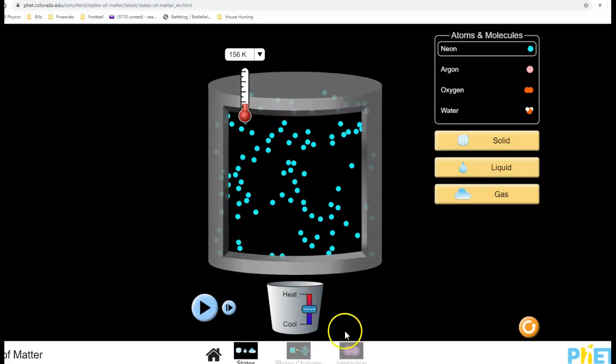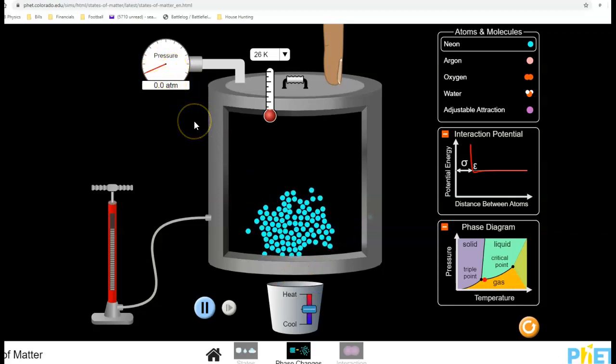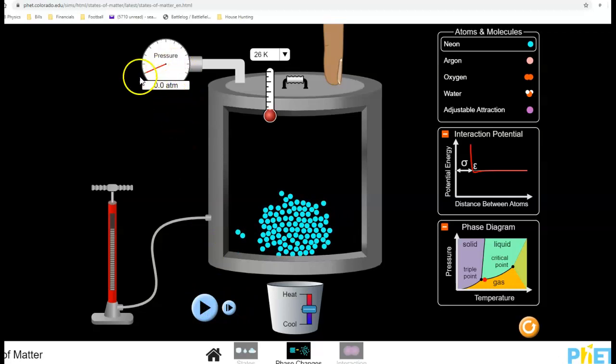So going back to our simulation really quickly, here we have a container with some atoms in it. There's a gauge up here that shows us the pressure. We're going to stick with the neon for now. Now, watch what happens as I heat up this container with the neon atoms. Notice there's no pressure right now. And the reason there's no pressure, I'm going to pause it for a second, is because you only have pressure in a gas.